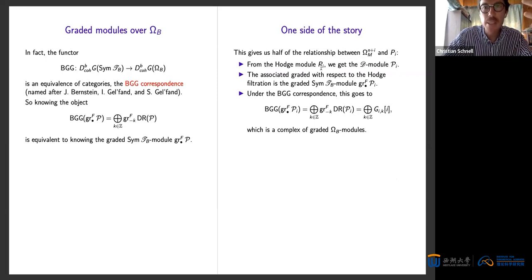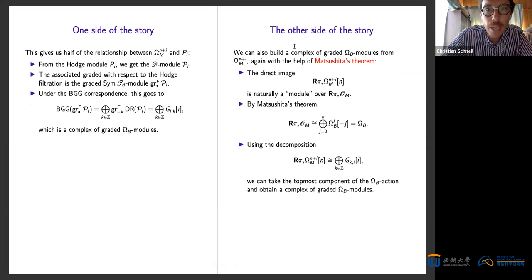And now what happens is that I can also construct a complex of graded modules from the other gadget, from the sheaf of forms. And this operation is what will relate the two. Okay, so from the sheaf of forms on M, I can also build a complex of graded omega B modules. And this again goes through Matsushita's theorem.